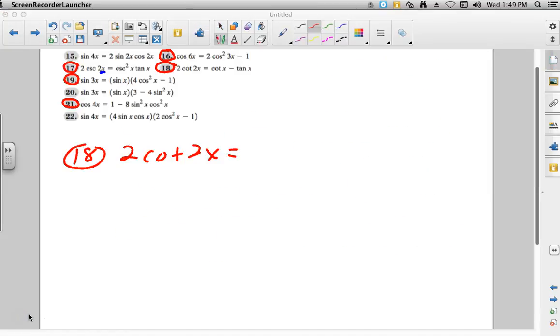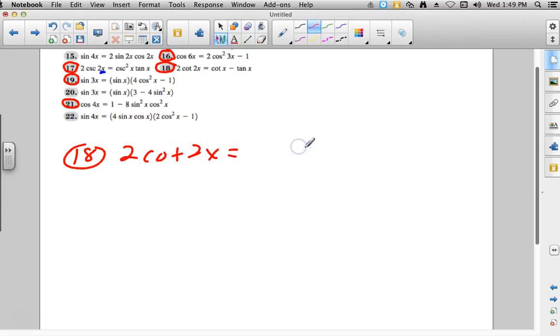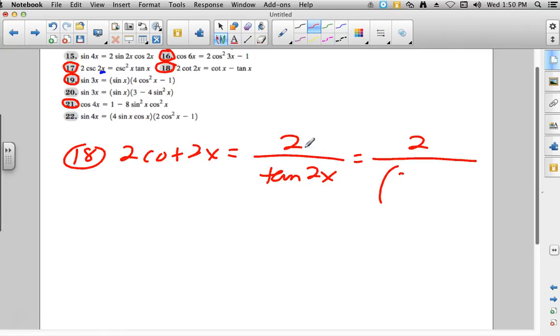All right, our next problem is number 18, which is 2 cotangent of 2x equals cotangent of x minus tangent of x. And just like the last one, I'm thinking I want to start with the cotangent of 2x so that I will use a double angle formula and get this where I need to go. So the first thing I would do is rewrite this using a primary trig function, and cotangent is of course the reciprocal of tangent. And then the next place to go would be figuring out, you know, what does the double angle formula for tangent look like, and that is 2 tangent of x over 1 minus tangent squared x.